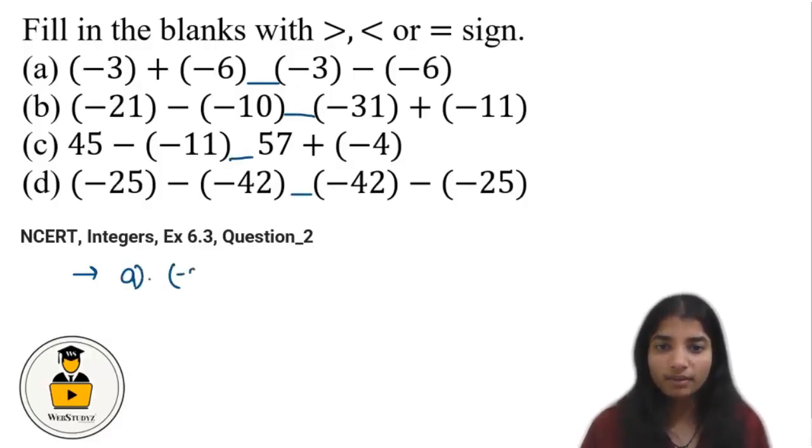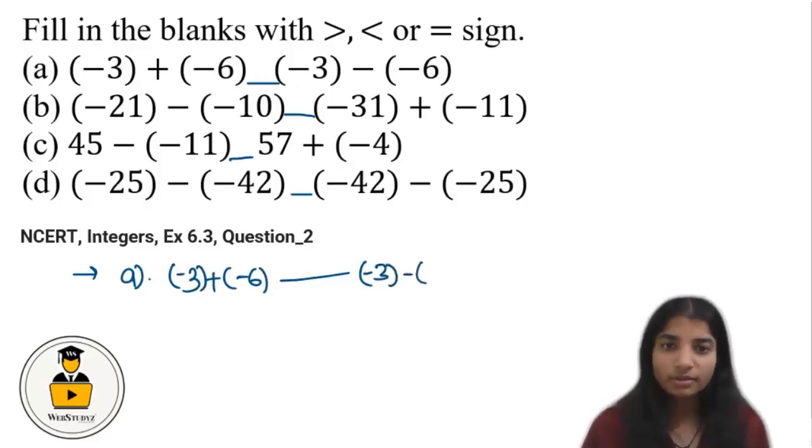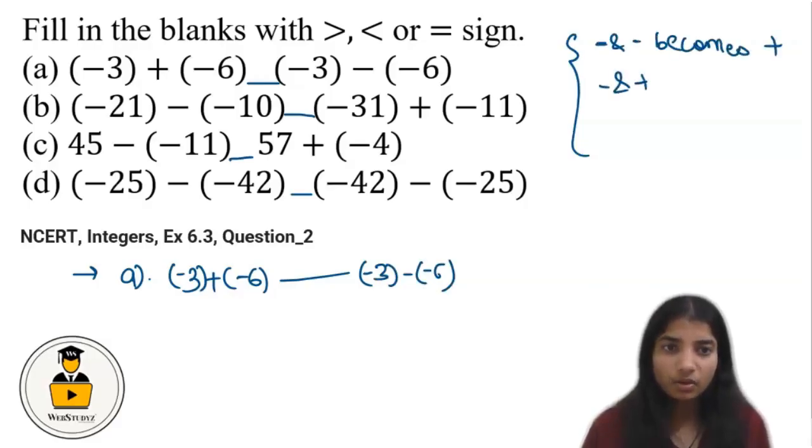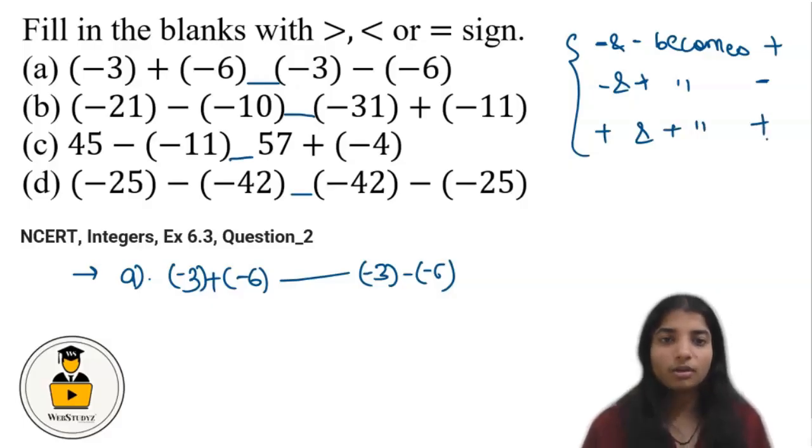In part A, we are given minus 3 plus minus 6, and minus 3 minus of minus 6. Before starting, let's discuss some basic concepts. First, minus and minus becomes plus. Minus and plus, or plus and minus, becomes minus. Plus and plus becomes plus. By using this concept, we are going to solve this.